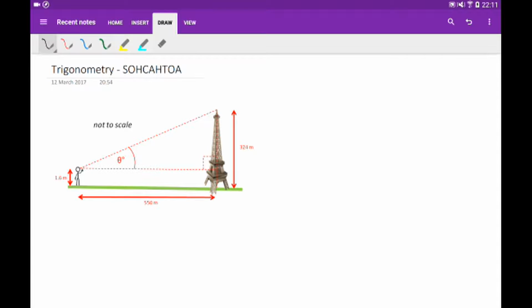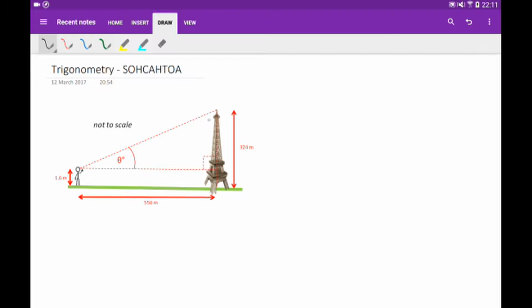Right, hi there. Today we're going to look at using trigonometry and SOHCAHTOA in a right angle triangle to work out an angle. In this diagram, this angle here represents the angle of elevation from the person looking to the top of the Eiffel Tower.